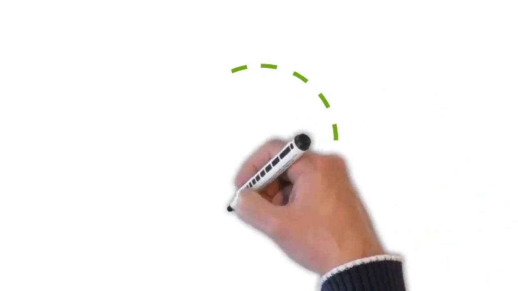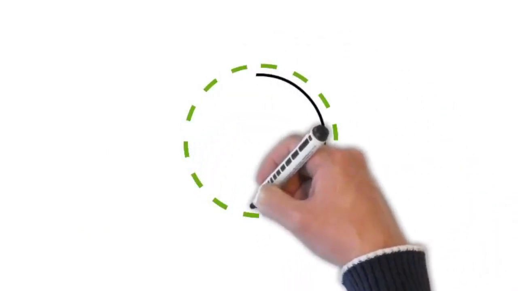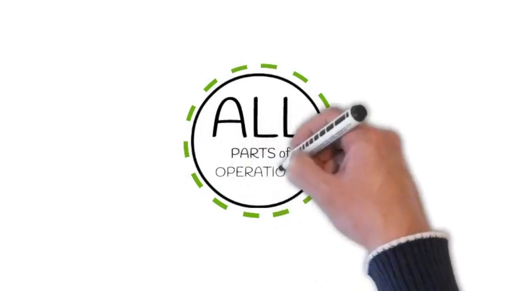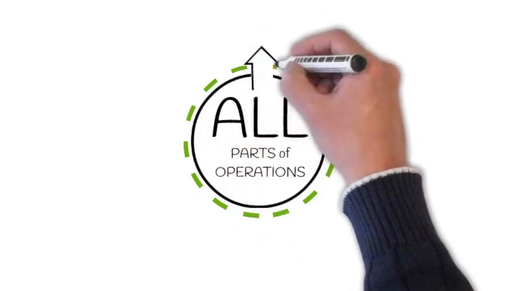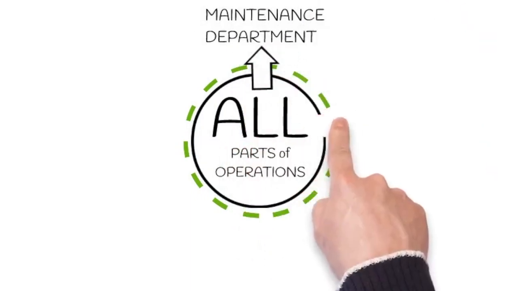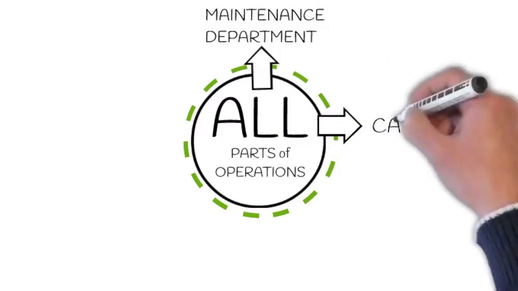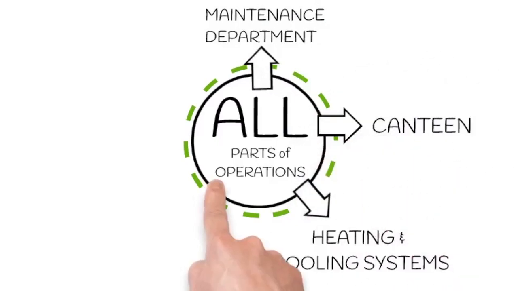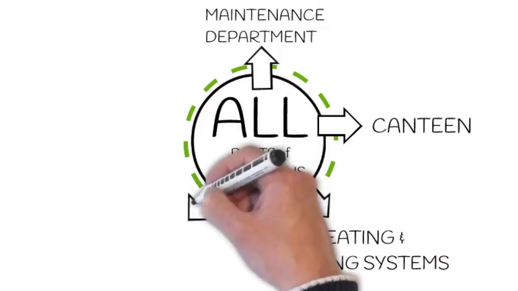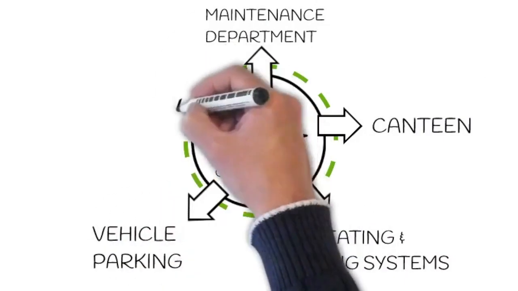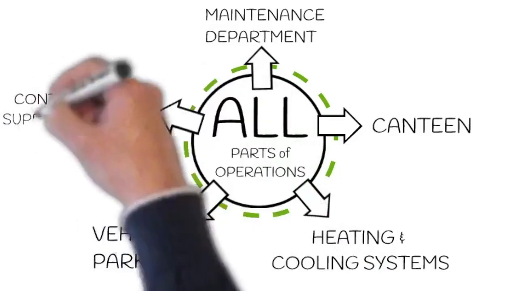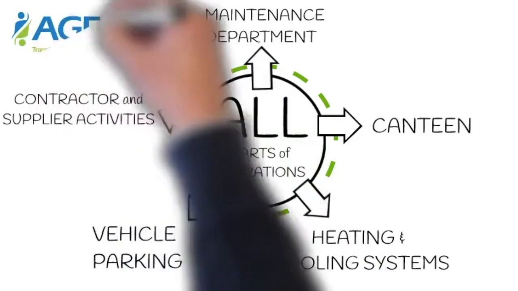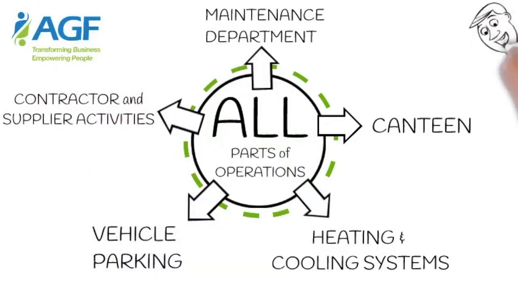When identifying environmental aspects, all parts of the company's operations in the defined scope have to be considered, not just the obvious core manufacturing or service activities. For example, most facilities have a maintenance department, offices, a canteen, heating and cooling systems, vehicle parking, and contractor and supplier activities, each of which may have an impact on the environment.